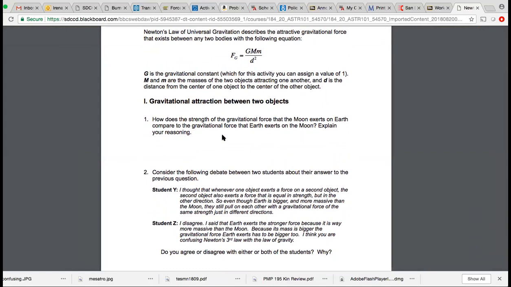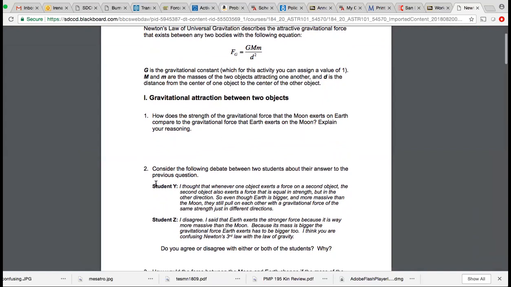For the first one, wouldn't the Earth exert a greater gravitational force than the Moon because it has a greater mass than the Moon? Okay, so I'm not going to give you the correct answer, but you read whatever student Y and Z say, because one is correct and one is not correct. So let's see which one makes more sense.